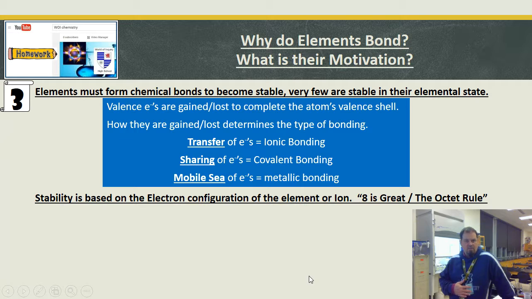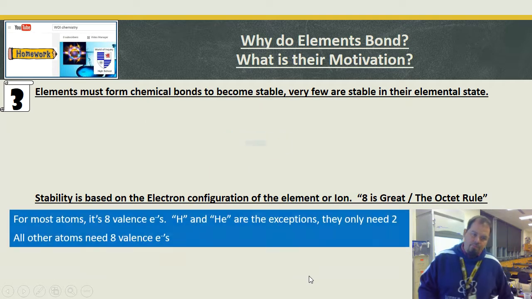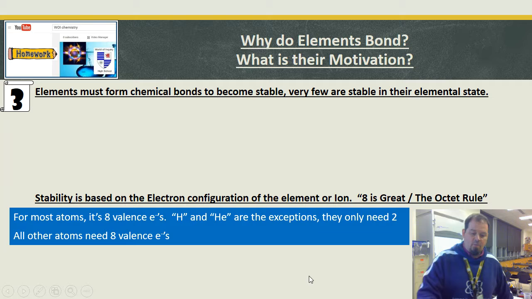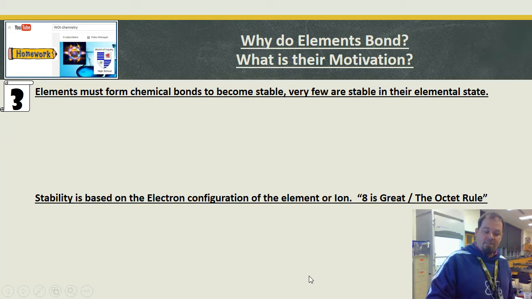How they gain or lose electrons determines what kind of bonding it is. So transfer of electrons is ionic bonding, sharing of electrons is covalent bonding, and a mobile sea of electrons is metallic bonding. Okay, we're going to need to know all 3 of those terms. Basically, everybody wants to be a noble gas. Everybody wants 8 valence electrons, except for hydrogen and helium, which can only hold 2. They have a duet instead of an octet. Otherwise, 8 is great, and we're always looking for 8 to be satisfied.